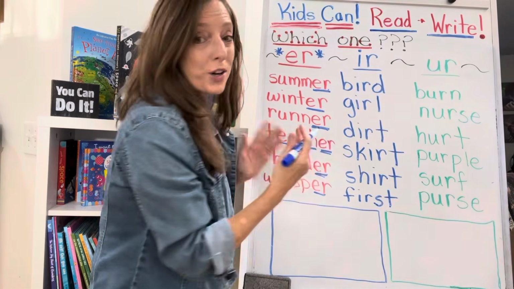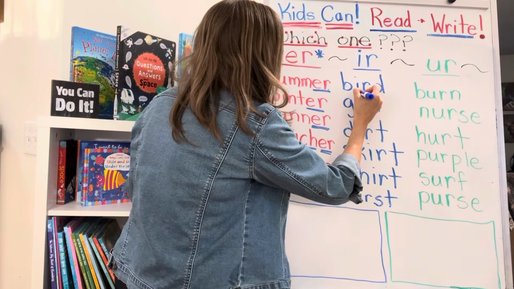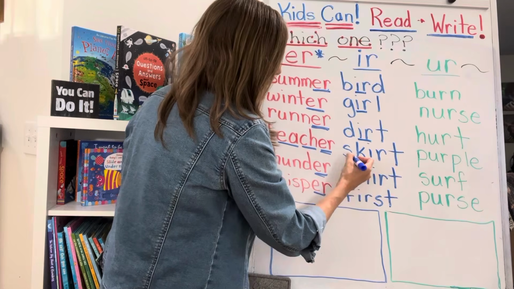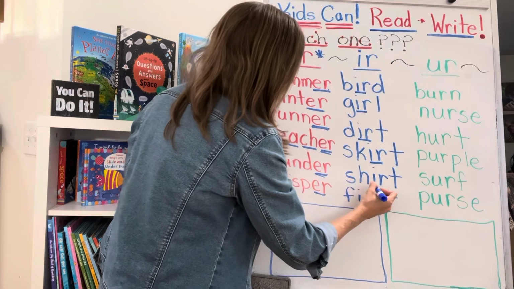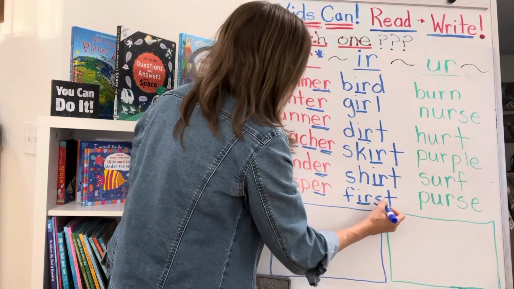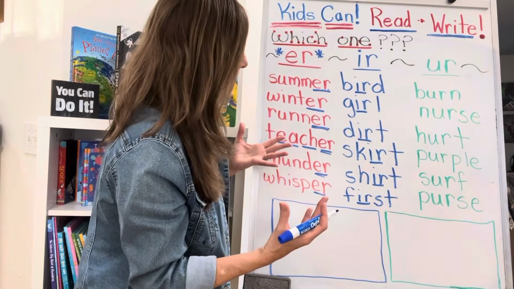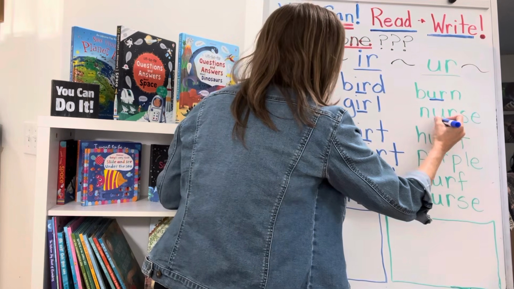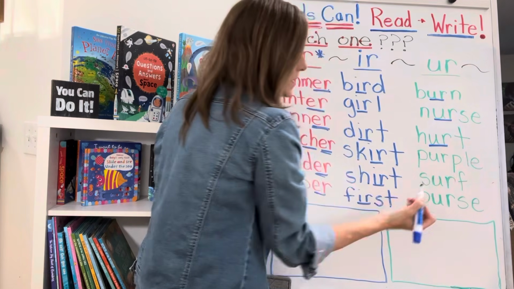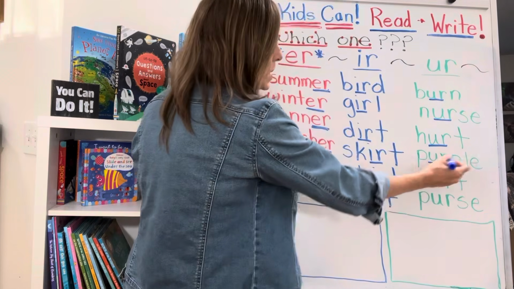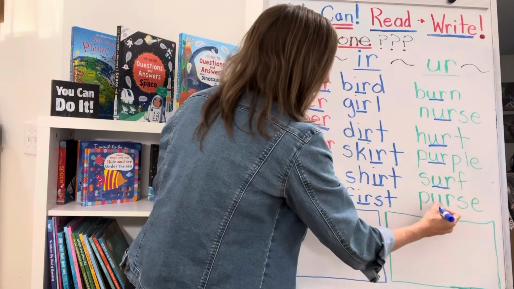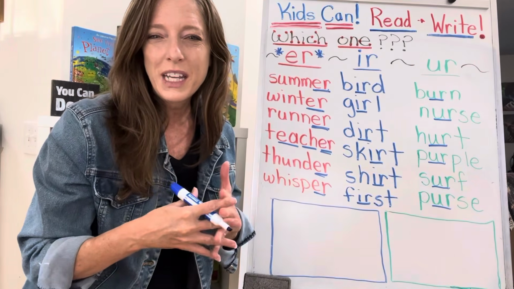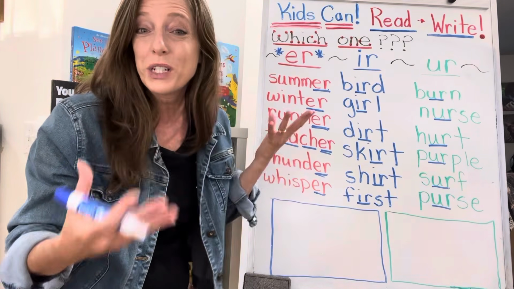So I and the R say "er" also, right? And where do we see that one? Girl, first. Where do we see it? Usually in the middle. But if you look at the UR ones also, purple. Notice those are also in the middle. So those are the two that often get really confused and are just hard to remember which ones are which.